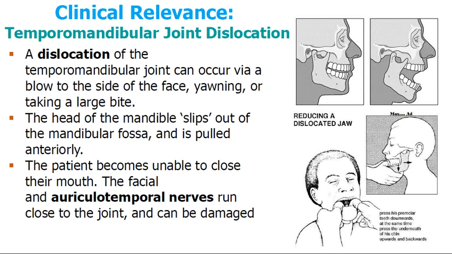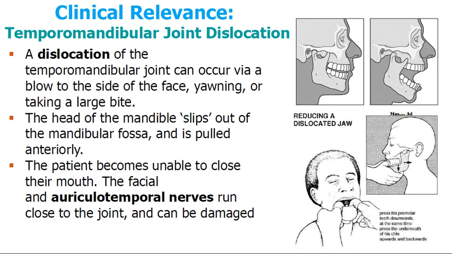The patient will be unable to retract, to close the mouth, which is very painful, and sometimes the nerves around the head of the mandible, like the auriculotemporal nerve, will be damaged and compressed by the dislocated head of the mandible. So in this picture we can see the simple and skillful maneuver to relocate the dislocated TM joint.